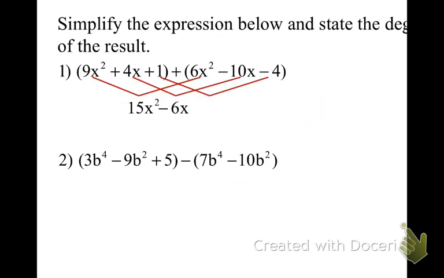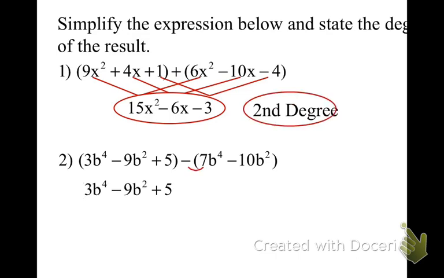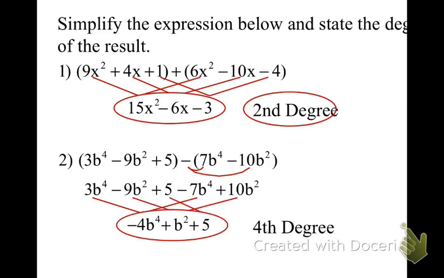Simplify the expression below and state the degree of the result. The degree of the polynomial, I think we explained this before, is the highest exponent. In this case, it's a 2, so this would be a second degree polynomial. Once I simplify here and we add them together, since my exponent is 4, it is going to be a 4th degree polynomial.